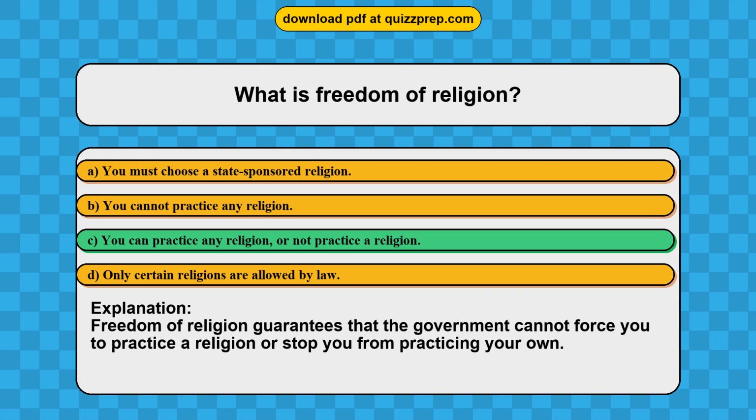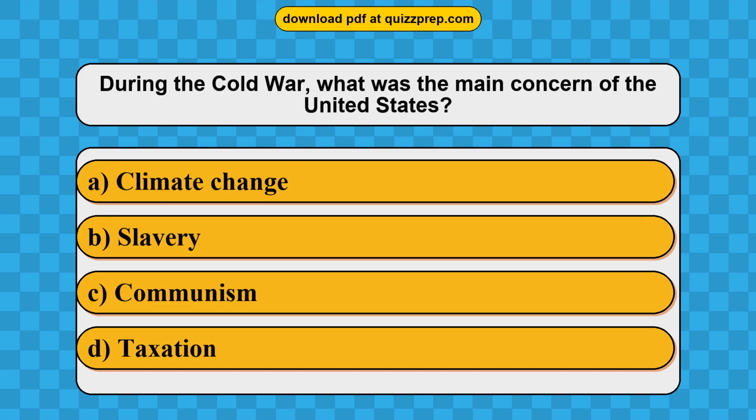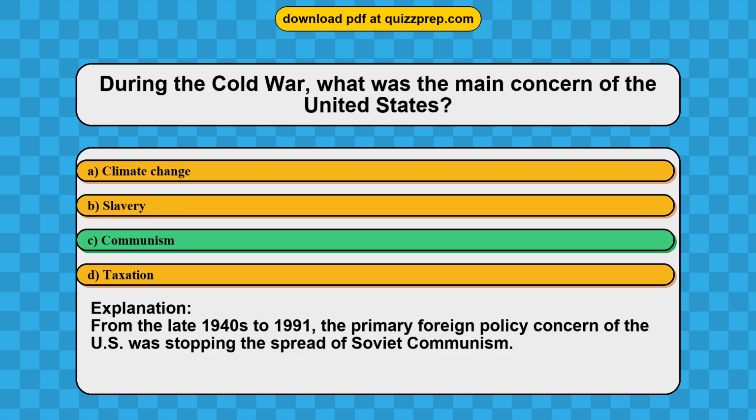Question 99. During the Cold War, what was the main concern of the United States? Option A. Climate change. Option B. Slavery. Option C. Communism. Option D. Taxation. The correct answer is option C. Communism. From the late 1940s to 1991, the primary foreign policy concern of the U.S. was stopping the spread of Soviet communism.